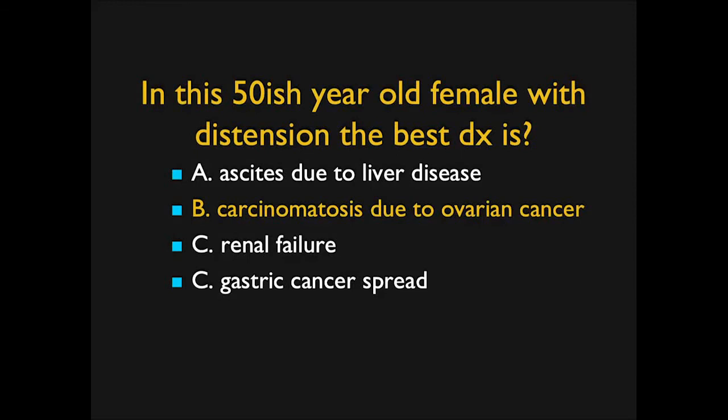So this is carcinomatosis from ovarian cancer, often with extensive ascites, implants on the liver and spleen, diffuse infiltration in the omentum, implants, you name it.